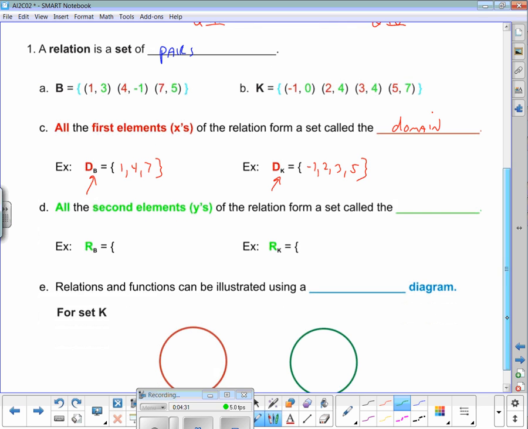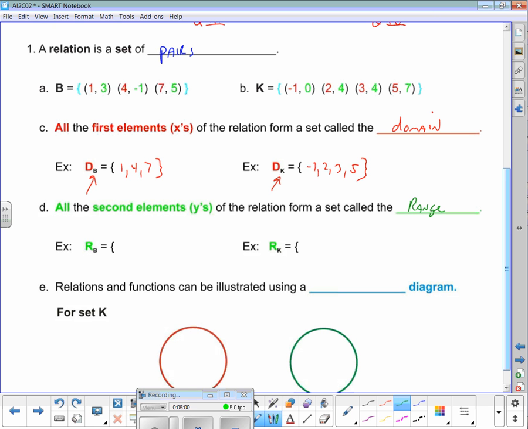All the second elements called an ordinate, right? Get rid of the co for coordinate and leave ordinate. All the ordinates, we can also call them the images. All the images form a set called the, and hopefully you're thinking range. Now, domain and range are key words, and you've got to know what they are. I mean, you have to know that all the X's are the domain and all the Y's are the range. You have to know that, all right?